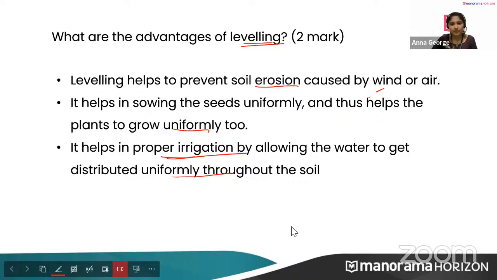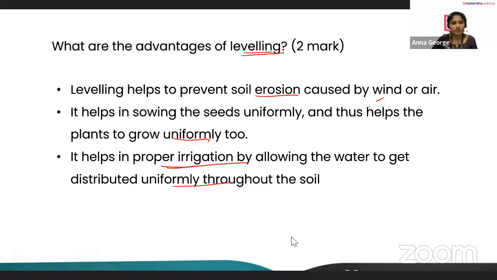Is it clear? Srinidhi? Yes. Okay. Very good. So now we'll move to the next one.